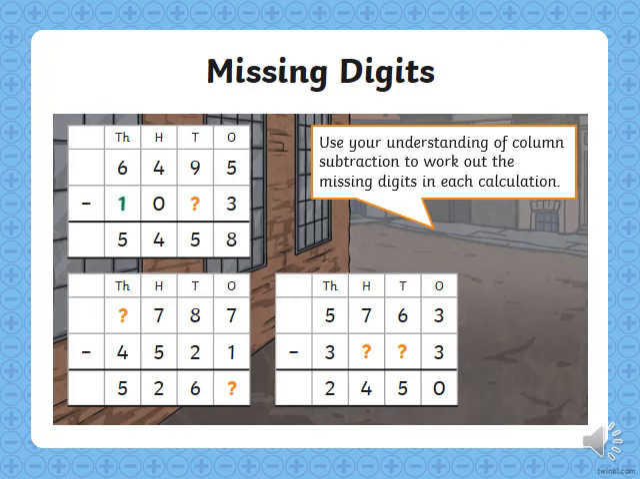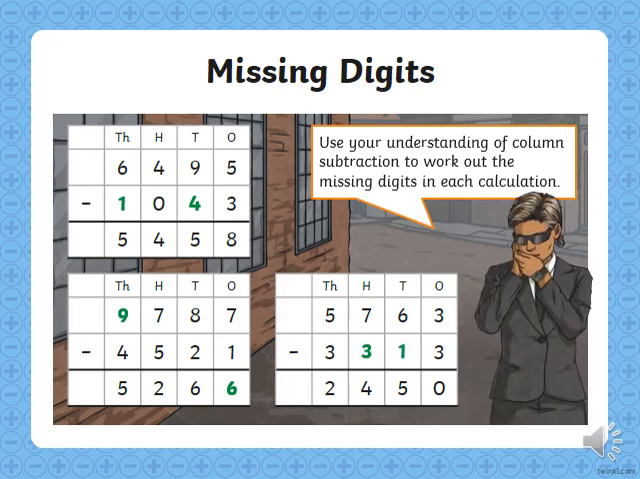Okay, of course, 6 take away 1 makes 5, and 9 take away 4 makes 5. 7 take away 1 makes 6, 7 take away 3 makes 4, and 6 take away 1 makes 5.